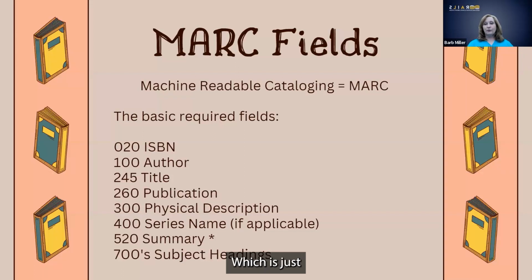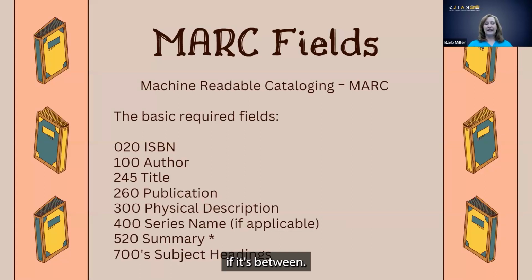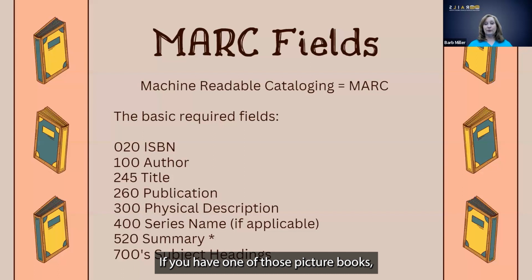Physical description, which is just how many pages does it have? Does it have illustrations? Are the illustrations black and white, color? And size, which is simply measuring the spine in centimeters and rounding up to the largest number if it's between. If you have one of those picture books, for those of you who work in primary and elementary, that's a big rectangle, then you're actually going to give them the height and length in your physical description as your dimension.